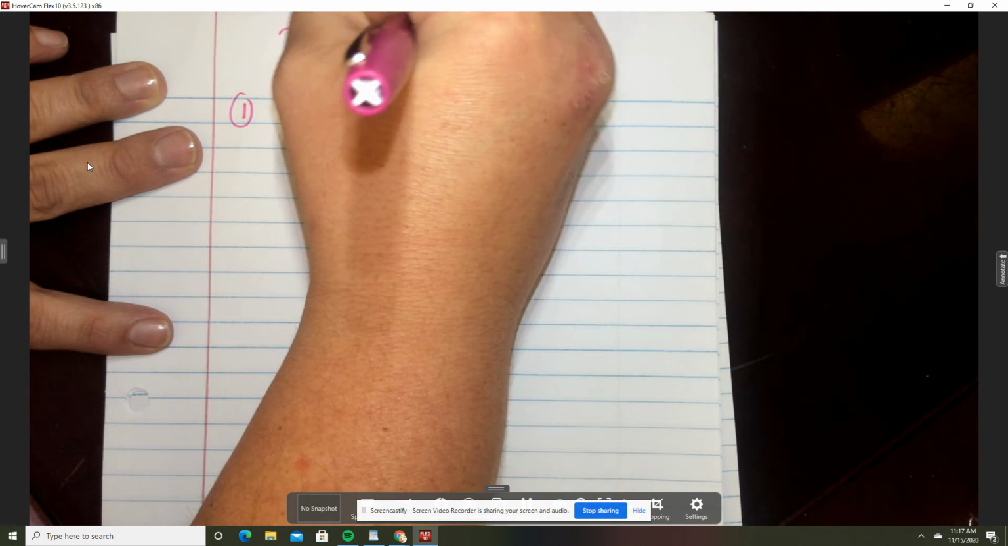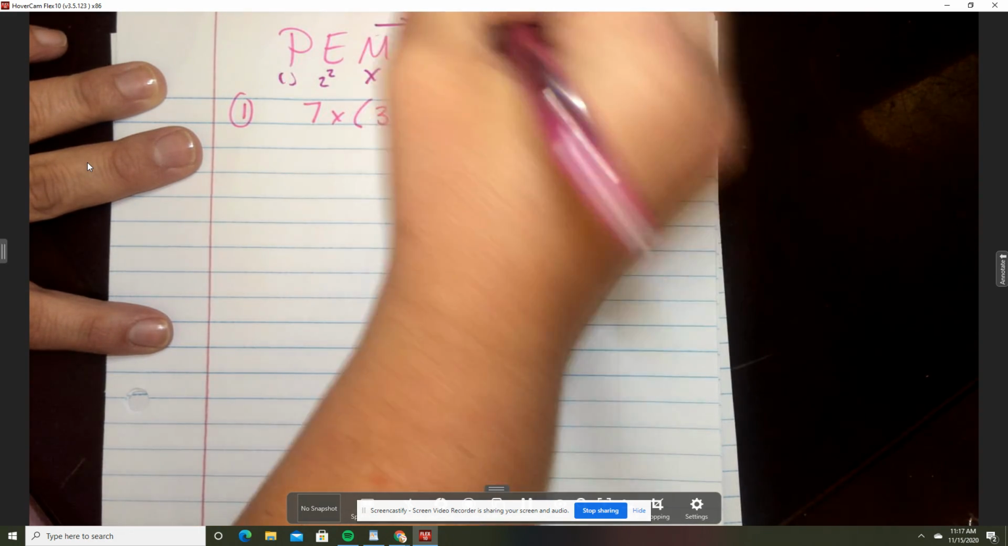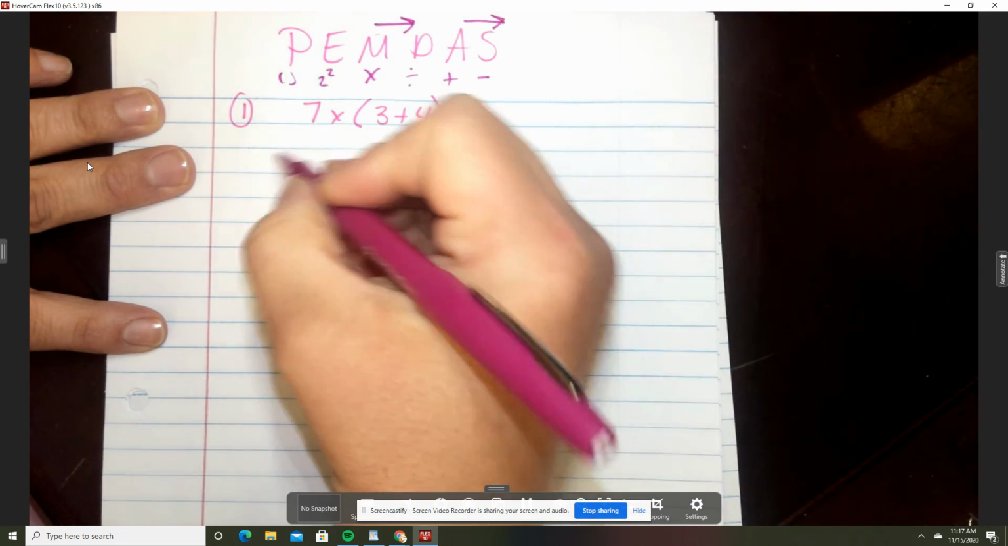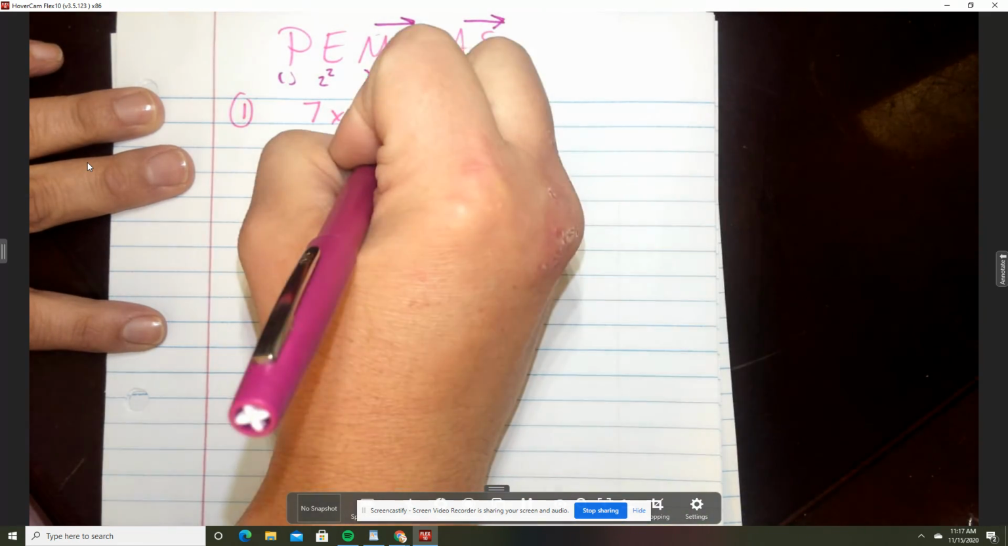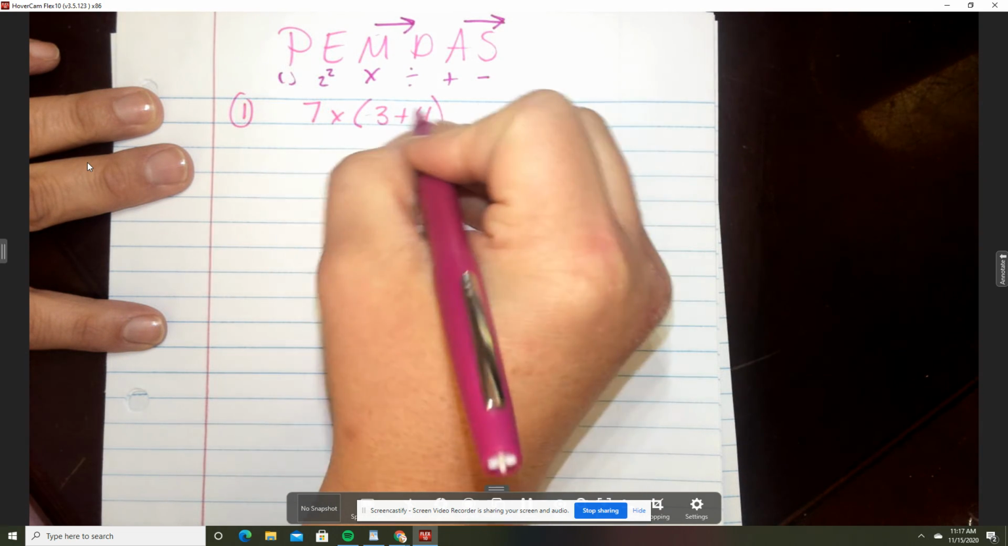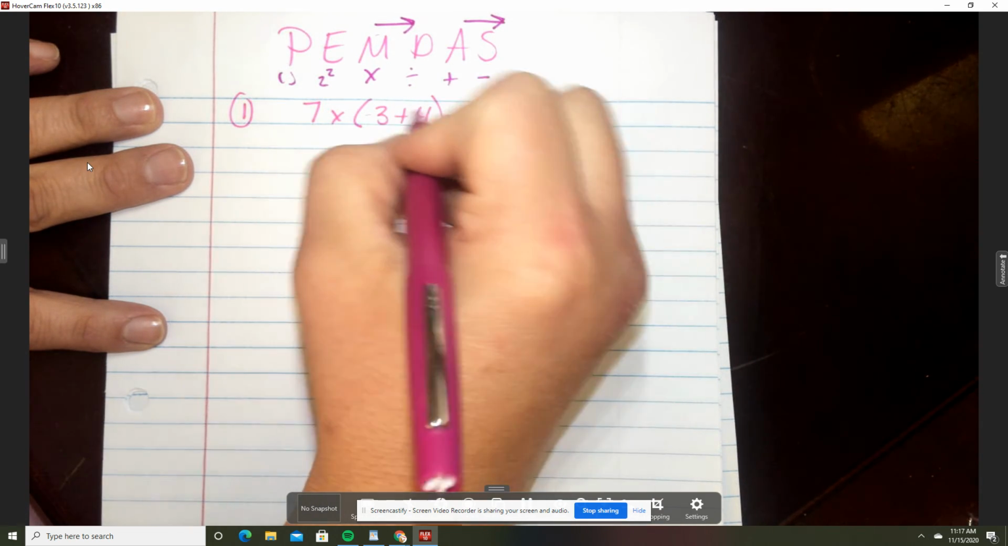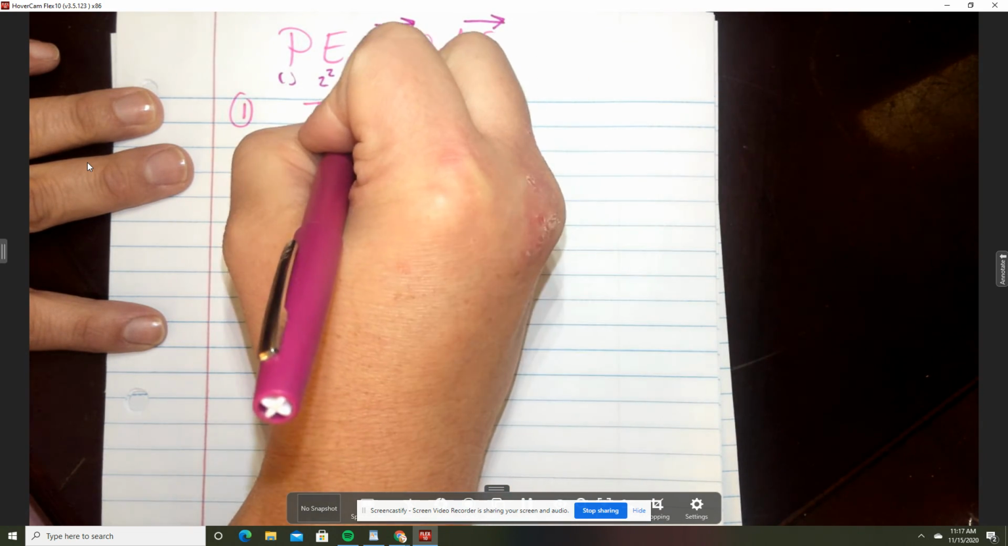Multiplication is left to right. Addition is left to right. Okay. So do I have parentheses? Yes. So you're going to do the stuff in the parentheses first. So 3 plus 4. So that's 7.